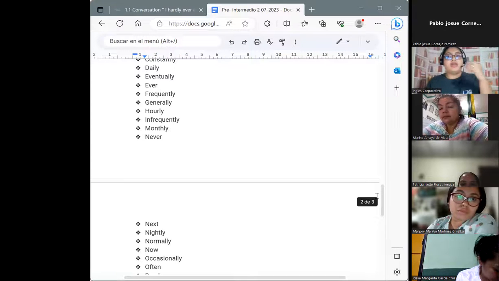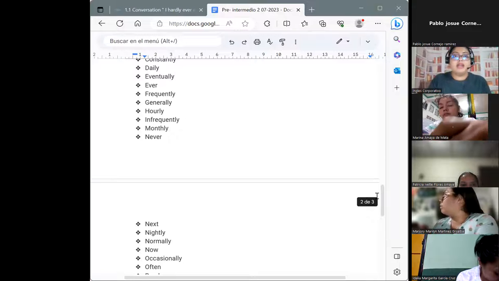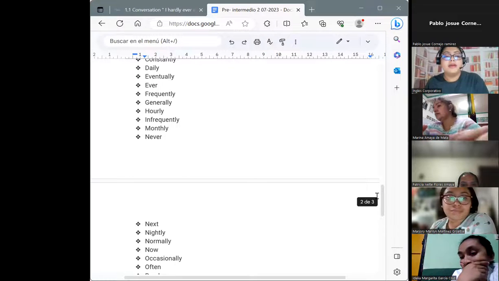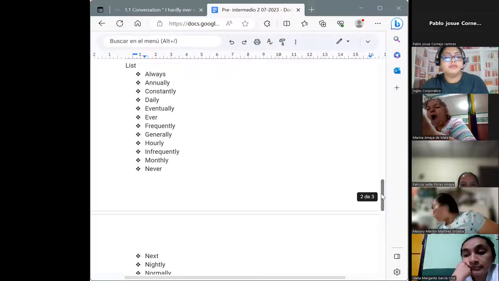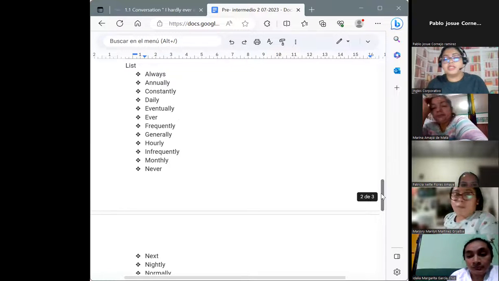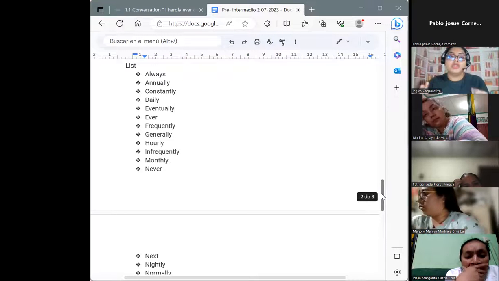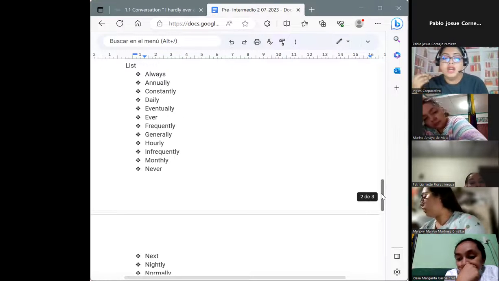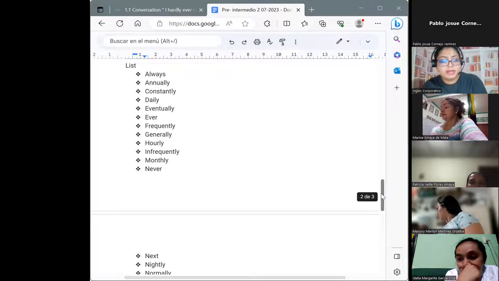Aquí estamos hablando de qué tan seguido nosotros realizamos una acción. Qué tan seguido nosotros realizamos una actividad, ¿verdad? ¿Qué tan seguido nosotros vamos a un lugar? En ese caso, tenemos diferentes palabras aquí, no las de siempre, ¿verdad? And in this case, we have positive words and negative words. And in this case, it is not related to the negative structure or the positive structure that we can use when we are creating a statement.